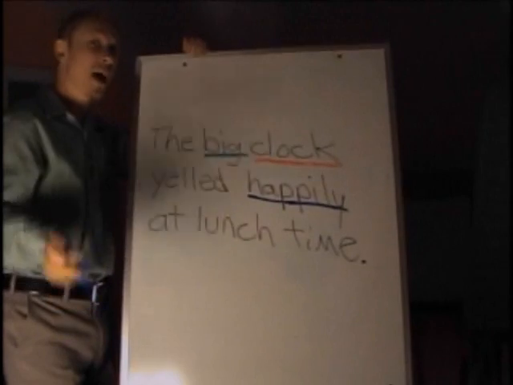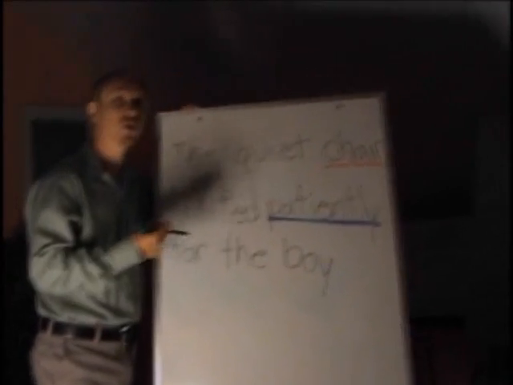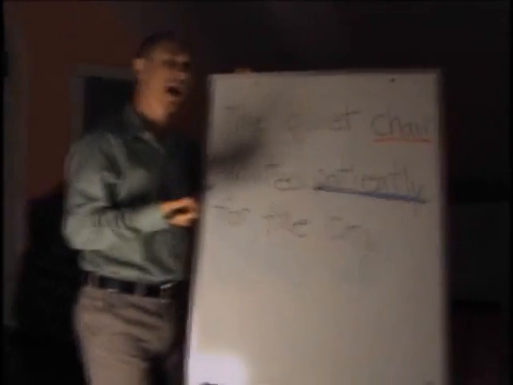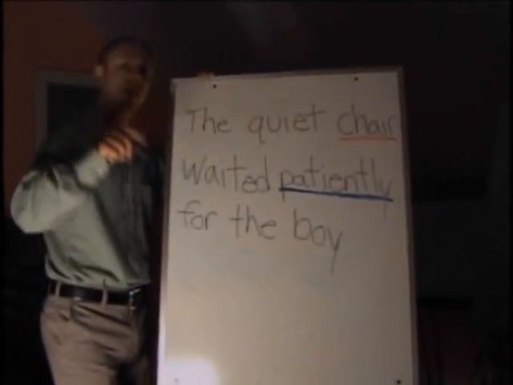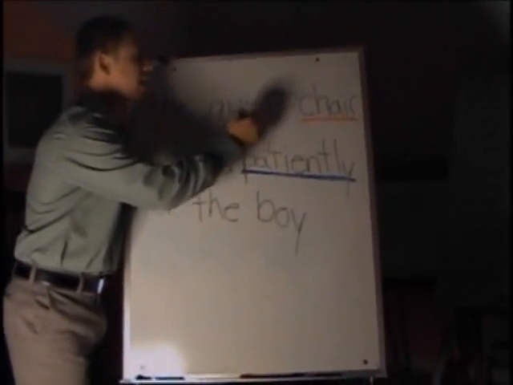And now we're going to make one together. Now we have to underline the adjective in green. Which word is the adjective? Which word described our chair? Alan? Quiet. Excellent. Quiet. Alright.